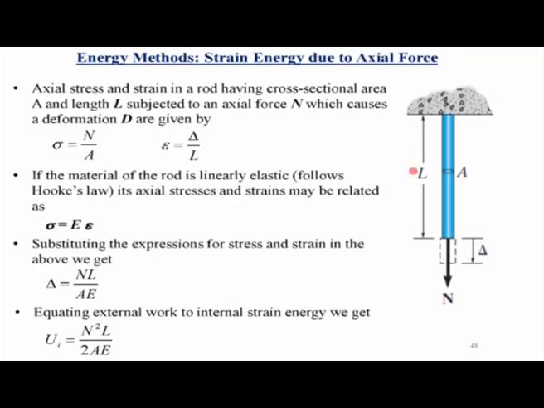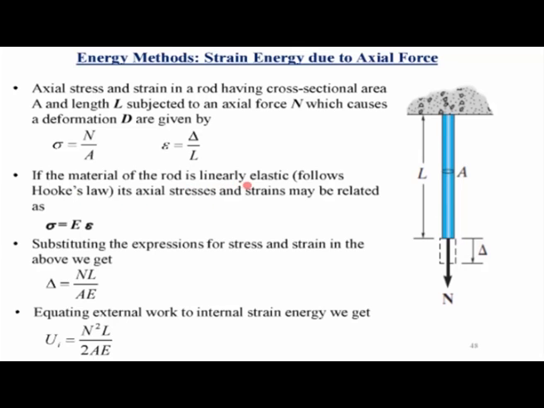Now coming to the strain energy due to axial loads. If you have a bar or a rod which is subjected to an axial load N, it has a length L, cross-sectional area A, and due to this load N, it undergoes a total deformation delta. Then the stress in the rod, we all know, is given by N over A, where N is the axial load applied and A is the cross-sectional area. The strain in the rod is given by delta over L, where delta is the total deformation under the load N, and L is the original length of the rod.